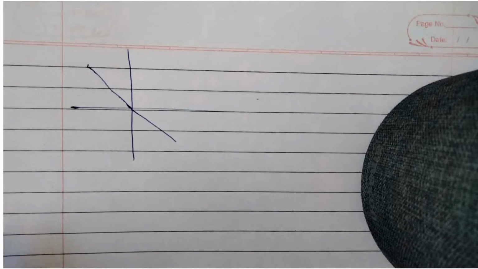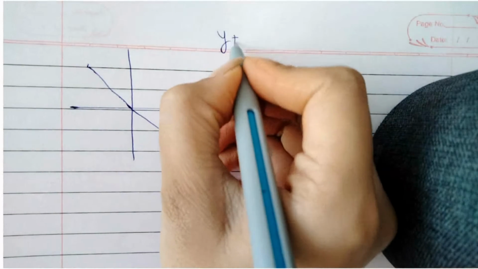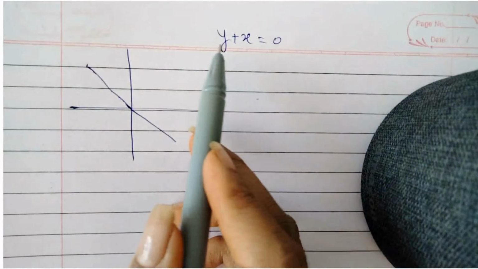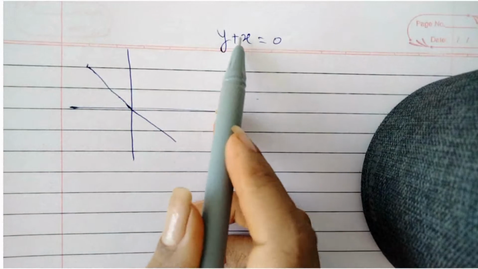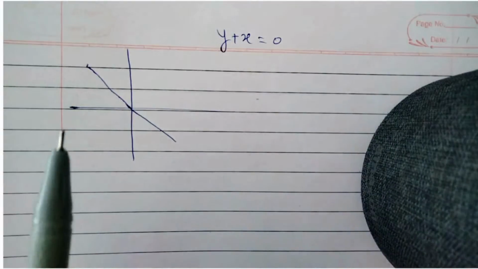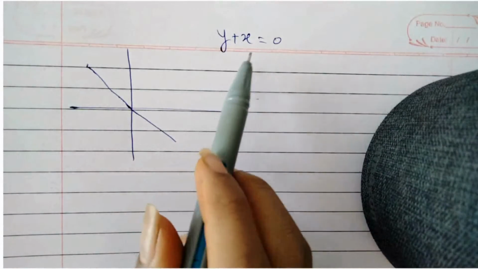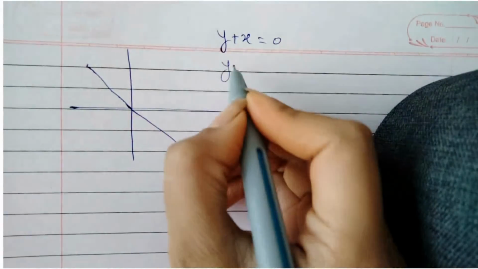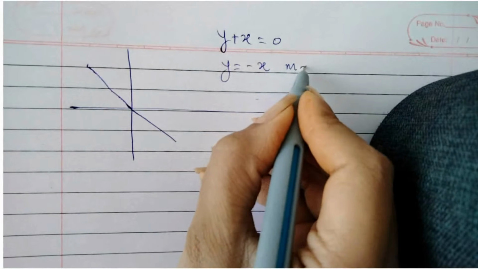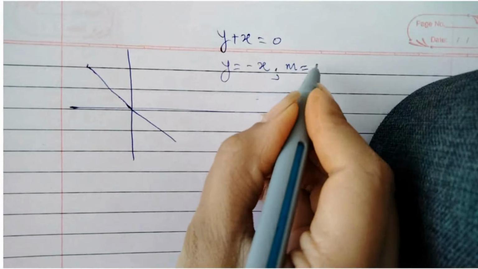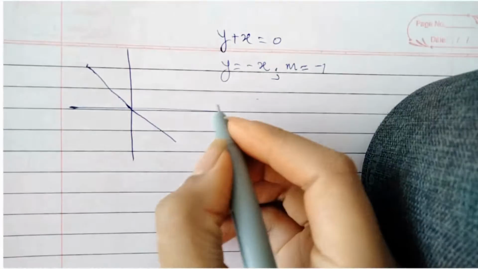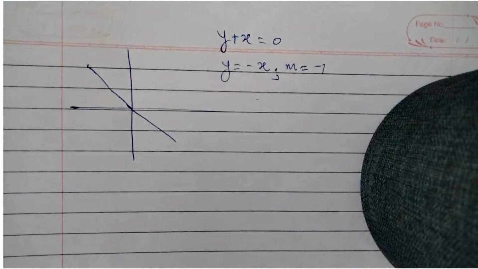In the question, they are given as two lines, y plus x is equal to 0. In this line, if you notice, when we substitute x as 0, y is also 0, and when we substitute y as 0, similarly x is also 0, which means that this line passes through the origin. So we can write this as y is equal to minus x, which means slope is equal to minus 1.